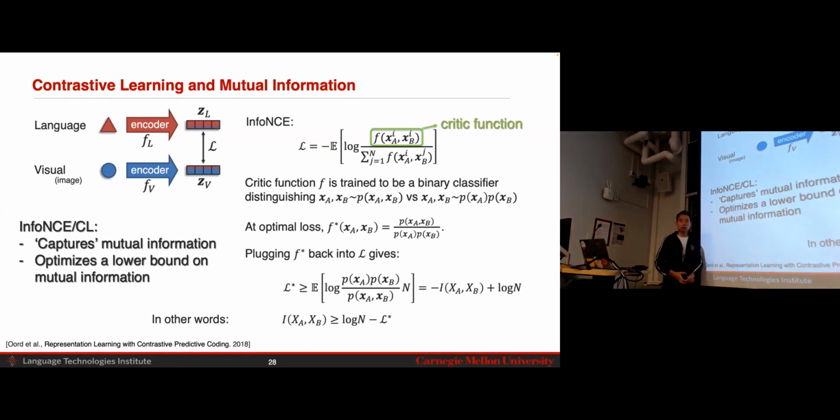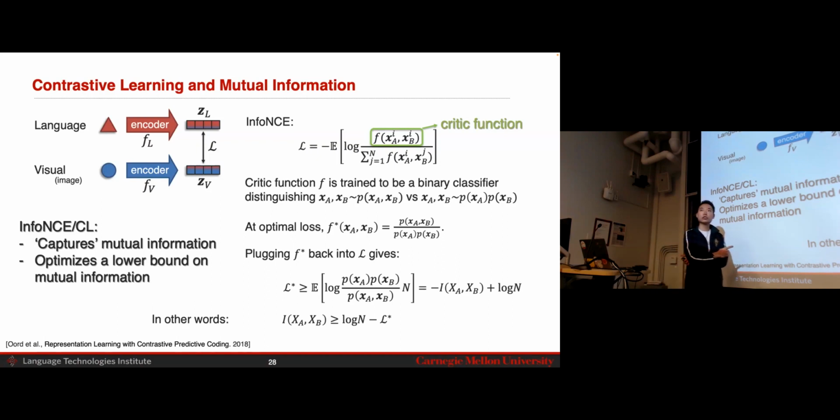Okay. It also means that if your XA and XB are independent, so your modalities don't have connections, then your mutual information is 0. Then maximizing any lower bound of mutual information can only approach 0. That means contrastive learning will not be that useful. So the higher the mutual information between your modalities, the more opportunity you have to maximize the lower bound on your mutual information, so that contrastive learning actually learns something.